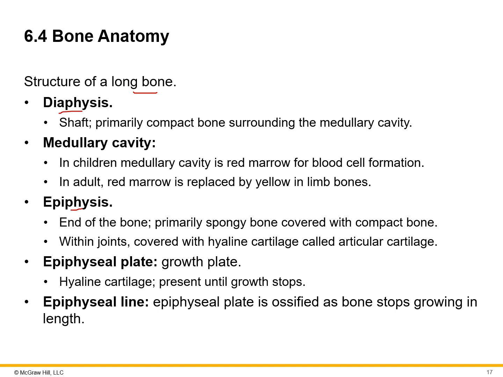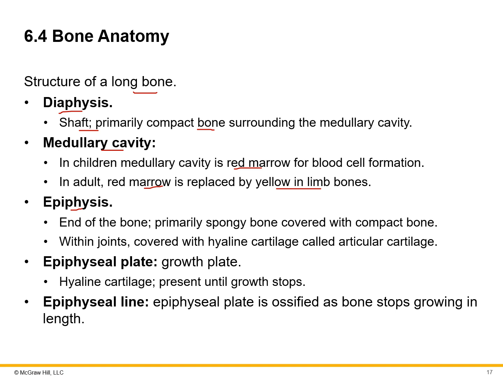So the diaphysis is the shaft that's mainly made up of compact bone and then just has a cavity on the inside, or open on the inside. That opening or cavity is called the medullary cavity. In children, that cavity has the red marrow for blood cell formation. In adults, the red marrow is replaced by yellow in the limb bone. So that does change as we get older.